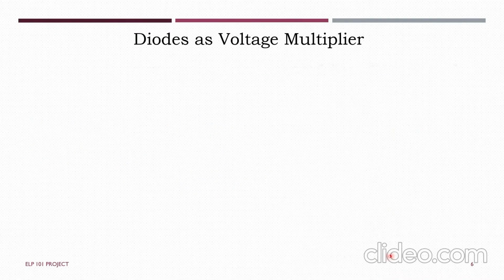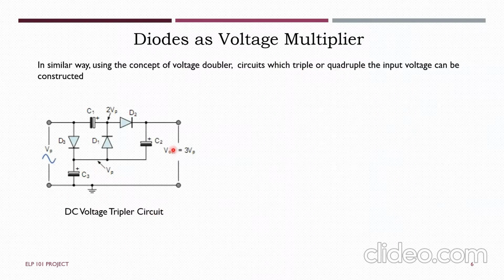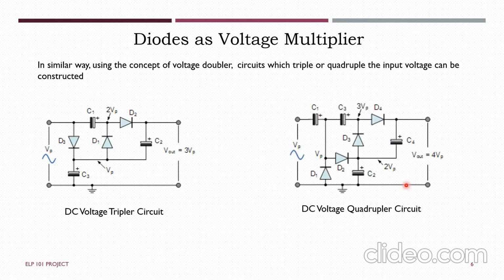In this case, we can use the concept of voltage doubler in circuits and construct circuits which triple or quadruple the input voltage. This is a voltage tripler circuit where the output voltage is thrice the input voltage, and this is the quadrupler circuit where the output voltage is 4 times the input voltage. Both of these circuits are constructed in a similar way to how the voltage doubler circuit was constructed in the previous case.